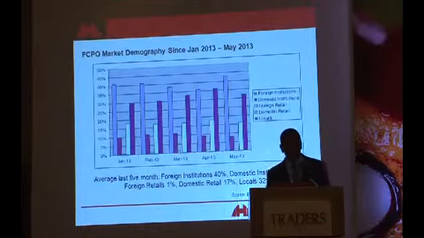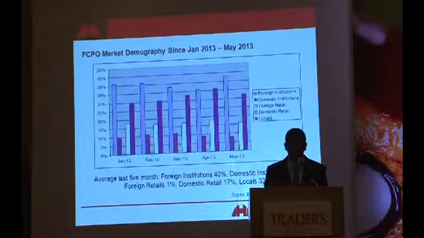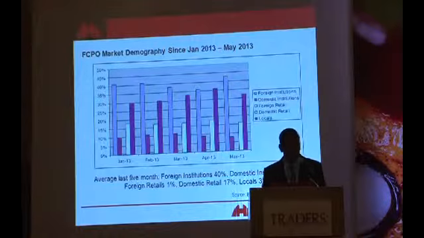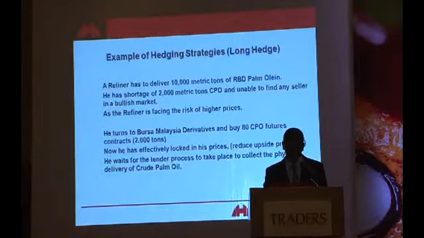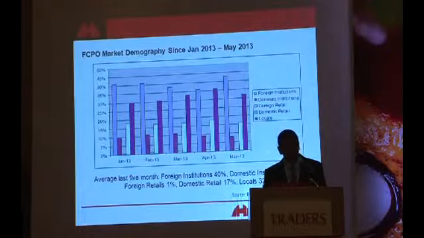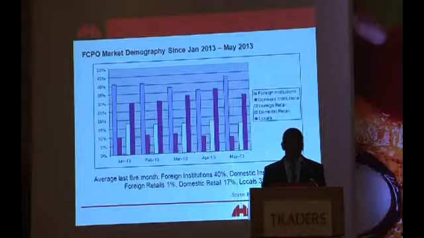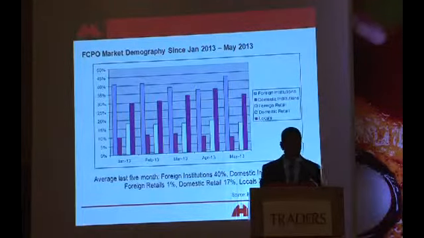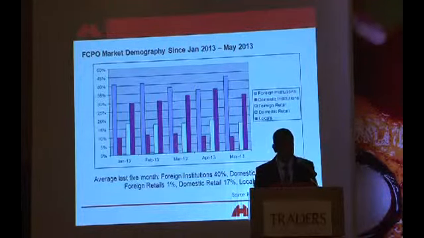Next, this is the market demography since early this year. As you can see here, over the last 5 months, foreign institutions in BMD account for about 40%, domestic institutions about 10%, foreign retail 1%, domestic retail about 17%, and locals. Locals are individuals who trade for their own account, and they operate from the company's premises.